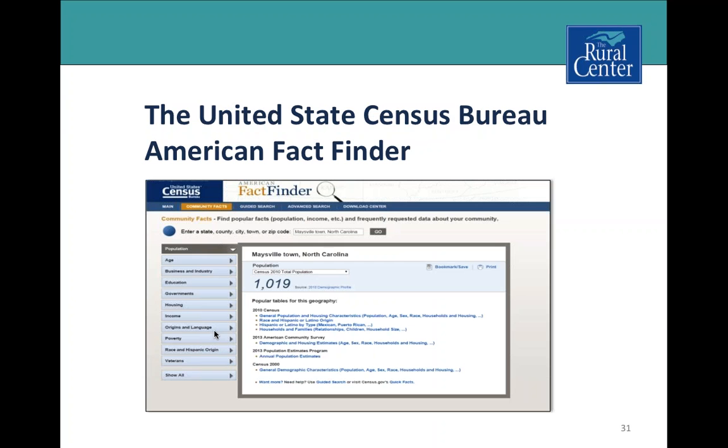Now, this is the portal for the American Fact Finder that can lead you to a lot of essential data right at your fingertip in just a couple clicks. And when I think of this, I think of if you're doing an application, a USDA application of some kind, and they're looking for information on, what's your most recent population data? What's your median household income? What's your poverty rate? Well, all of that is right here. The default is to the population tab.